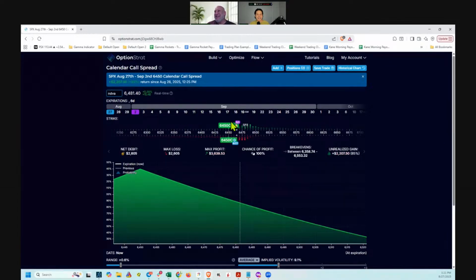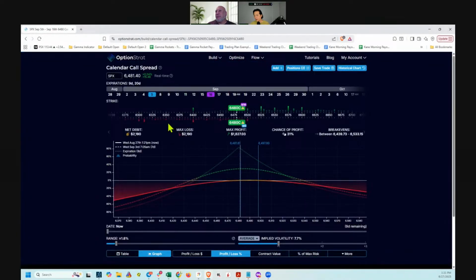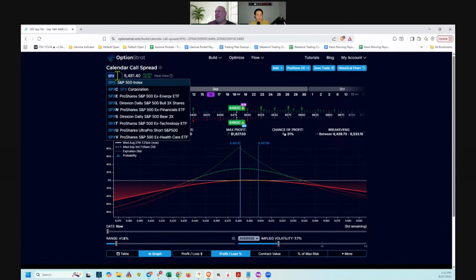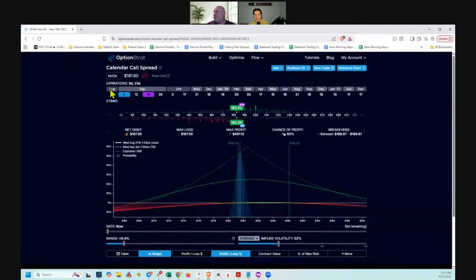Okay. All right. So if we do this calendar call spread on NVIDIA, and why is it showing me so many dates? Let me do this again. Okay. So here, if I do NVIDIA, are you guys following so far? Is this making sense? Are you learning something new? New insights, new aha moments?